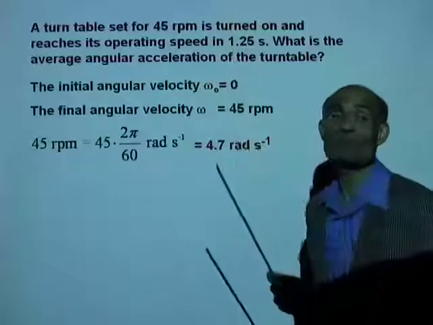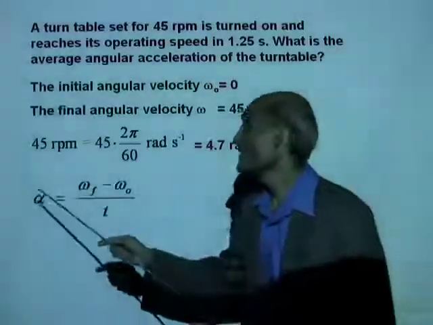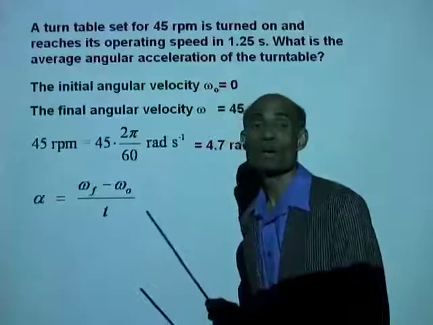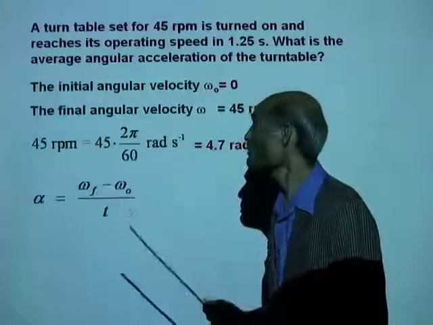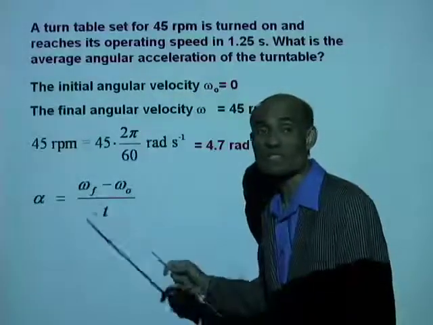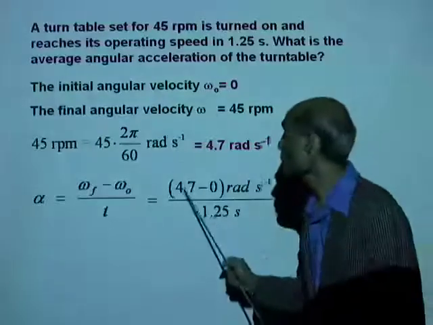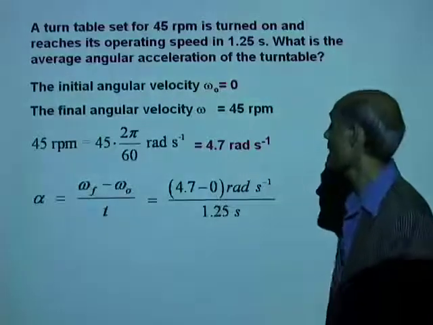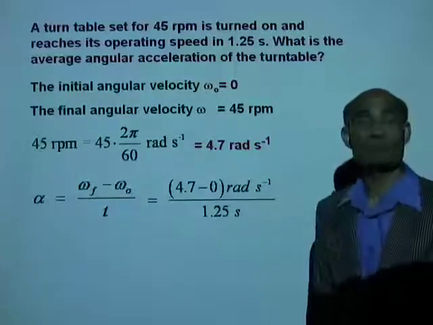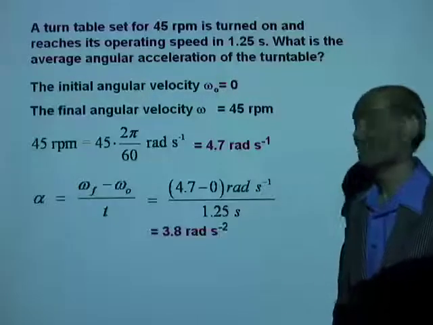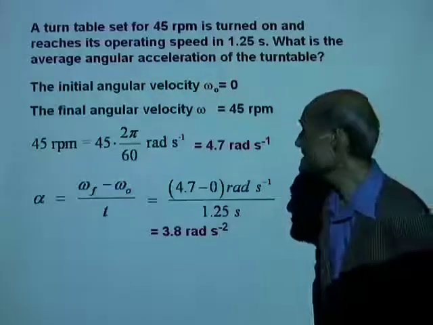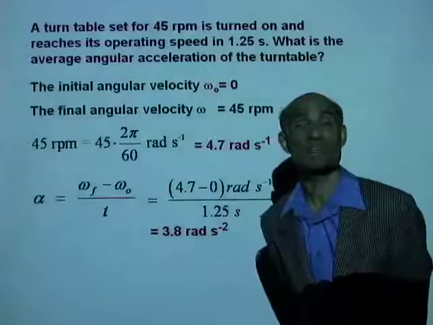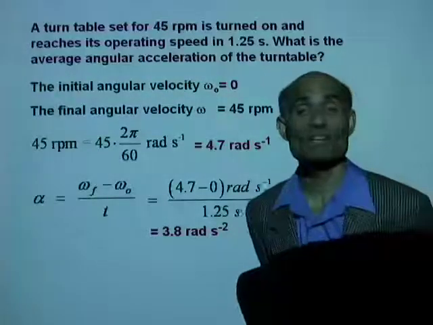So the turntable changes its angular velocity from 0 to 4.7 radian per second in this time of 1.25 seconds. Therefore, alpha equals omega f minus omega 0 divided by t. That will be 4.7 minus 0 divided by 1.25 seconds. That is 3.8 radian per second squared, the angular acceleration.